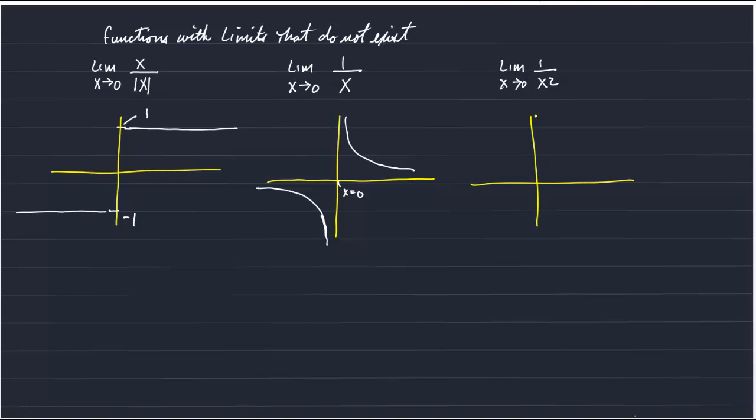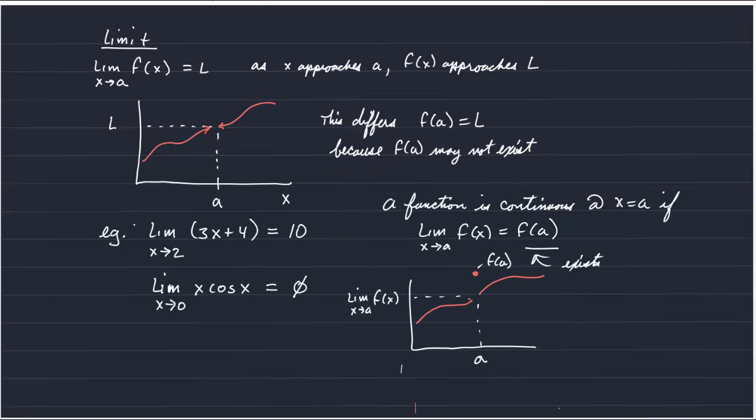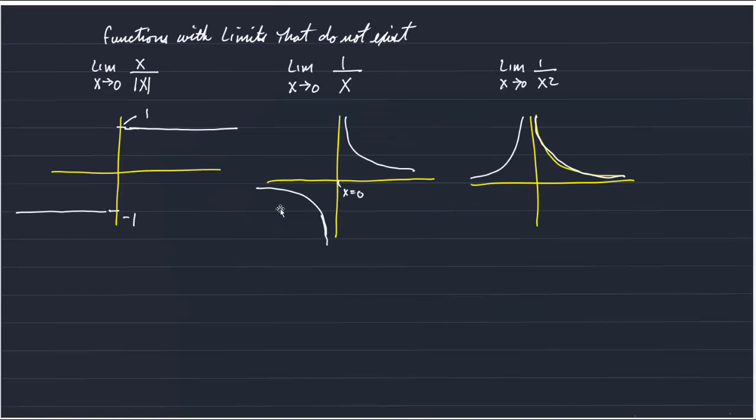And that is always positive. Draw it with my white pen there. It's always positive, but again, as x approaches 0, there is no limit. Okay, so those are some examples of limits that do exist and some examples of limits that do not exist.